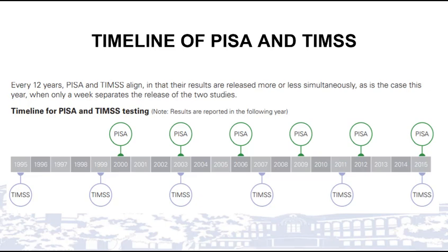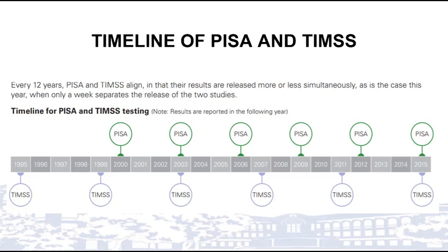So PISA looks into the extent to which the 15-year-old students near the end of their compulsory education have acquired the knowledge and the skills that are essential for full participation in modern societies, with emphasis on how well the students can extrapolate from what they have learned and can apply knowledge in unfamiliar settings, both in and outside of the schools. This approach differs from other assessments that focus on the student's mastery of knowledge and skills from a specific curriculum.